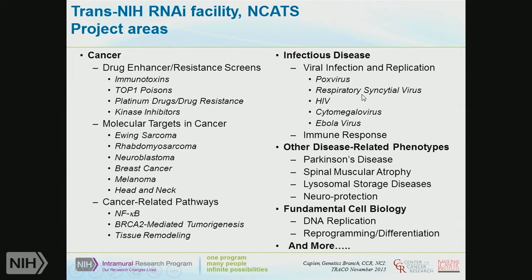And we've done a range of project areas now. The highlights that have been published, for example, was one in Parkinson's disease, which came out in Nature about a year ago. We're about to publish one in Ewing sarcoma, which I'm going to talk about in the last two slides. But we've got them in everything from Ebola virus to NF-kappa B signaling.